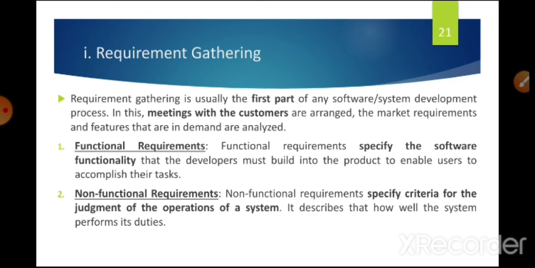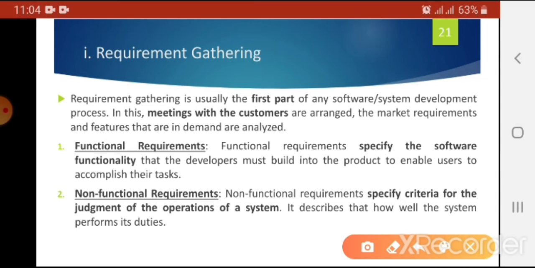Requirement gathering is usually the first part or the first phase of any software or system development. Through different meetings that are arranged with the customers, requirements are gathered. There are basically 2 types of requirements that are gathered: number 1, functional requirements, and number 2, non-functional requirements. In functional requirements, we specify the software functionality that developers must build into the system.